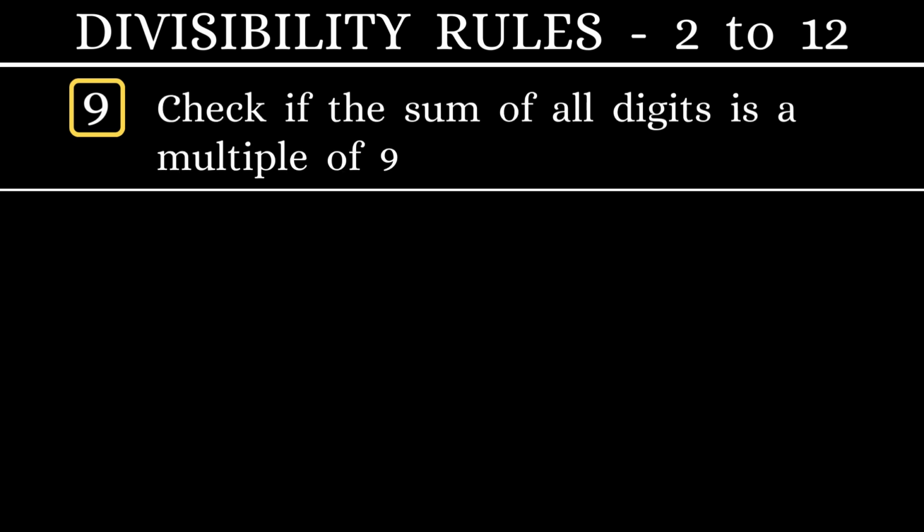Divisibility rule for number 9. The rule is to check if the sum of all the digits in the given number is a multiple of 9. Let's understand better with these examples.